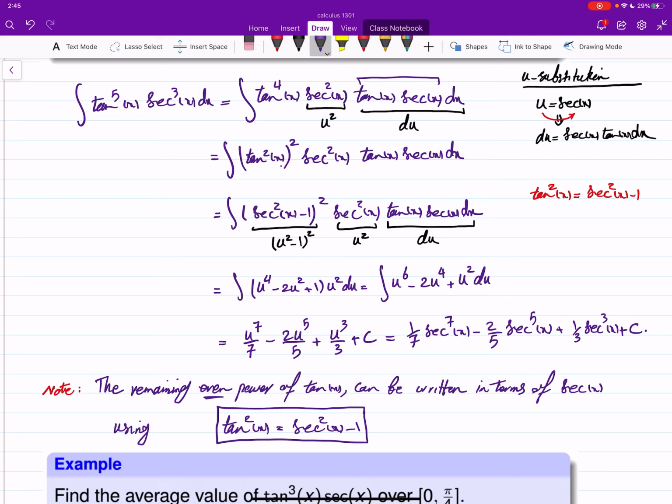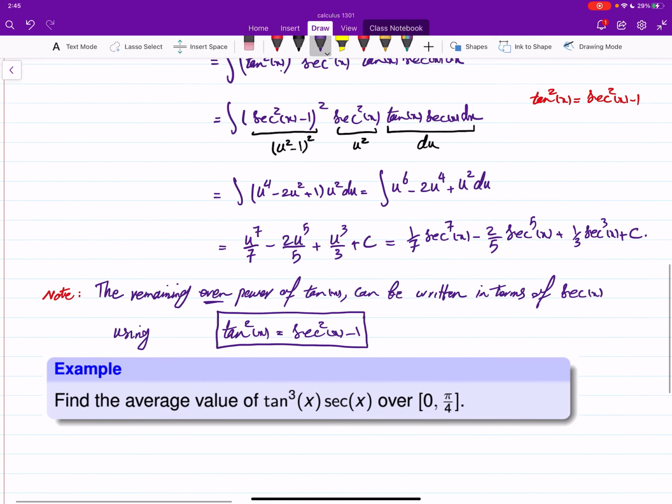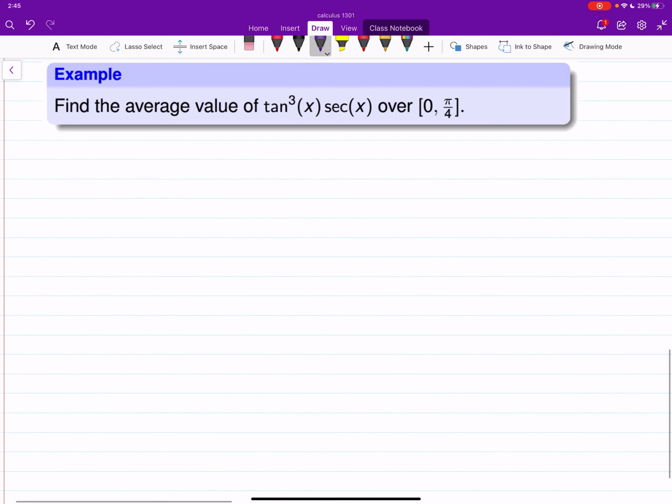You can integrate any function which is a product of odd powers of tan and secant. Let's do the last example for this video. We are trying to find the average value of this function on that interval. Remember that the average value of a function on an interval AB is 1 over the length of that interval, which is pi over 4 minus 0, times the integral of that function on that interval.